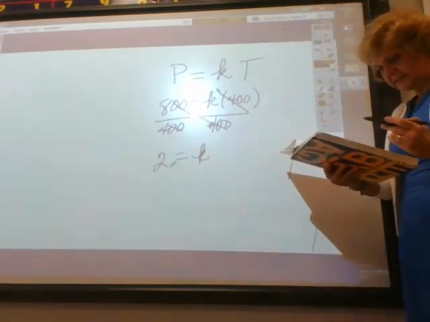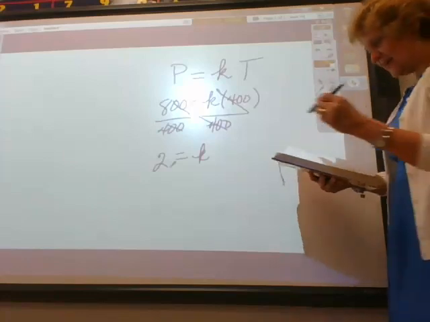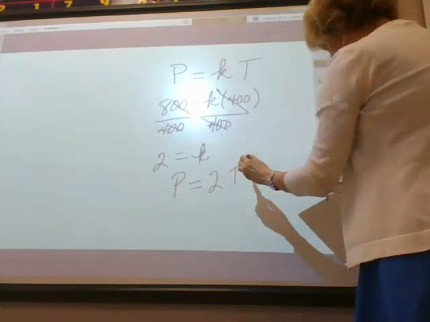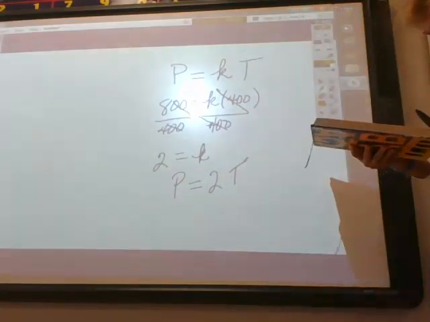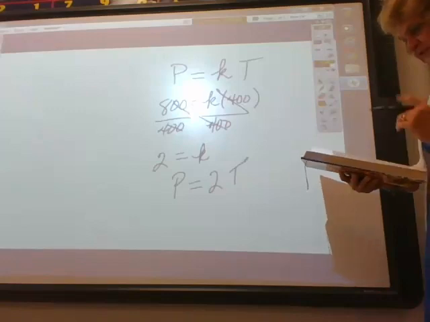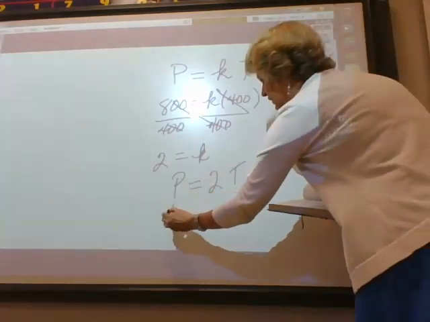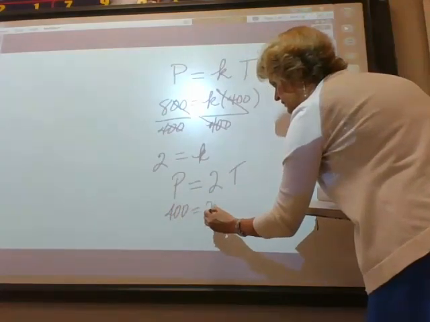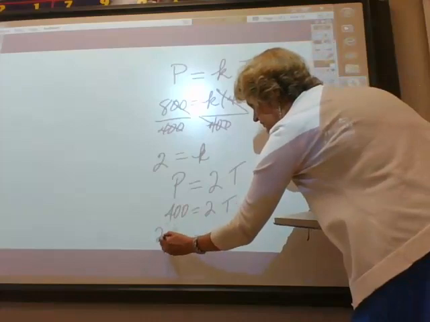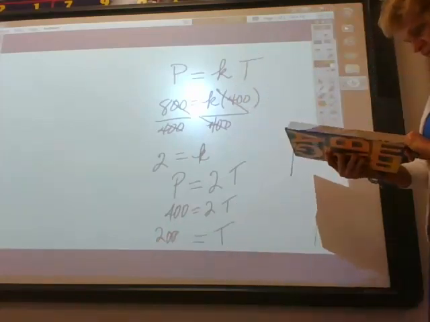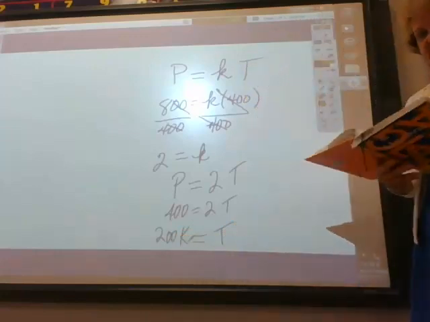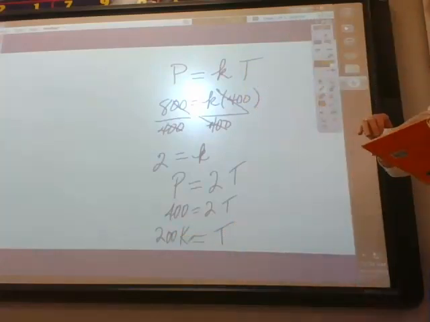Okay, so my constant is 2, right? So now I'm going to plug in pressure equals 2 times the temperature. And it says, what is the temperature? That's what I'm looking for when the pressure is 400. Okay, so 400 equals 2 times the temp. So obviously the temperature would be 200, and I'm dealing with K, so I'm going to put that in my answer.